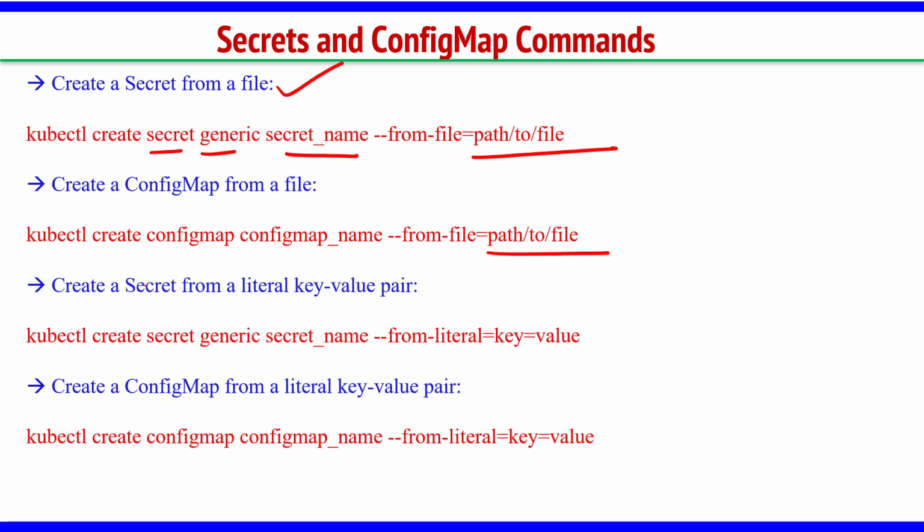Okay, create a secret from a key value pair. So same command here, from literal equal to key equal to value, and similarly config map from a key value pair, literal equal to key equal to value. So some similar repeated commands, but still we can create the secret and the config map using these commands, right? Okay, so this will be used by our containerized applications during runtime. Instead of directly hard coding them, we can have them as separate files.